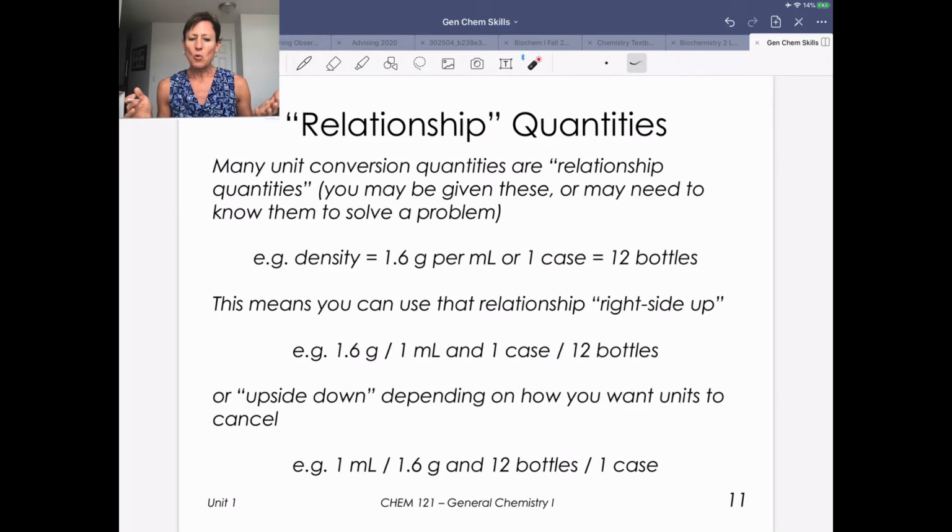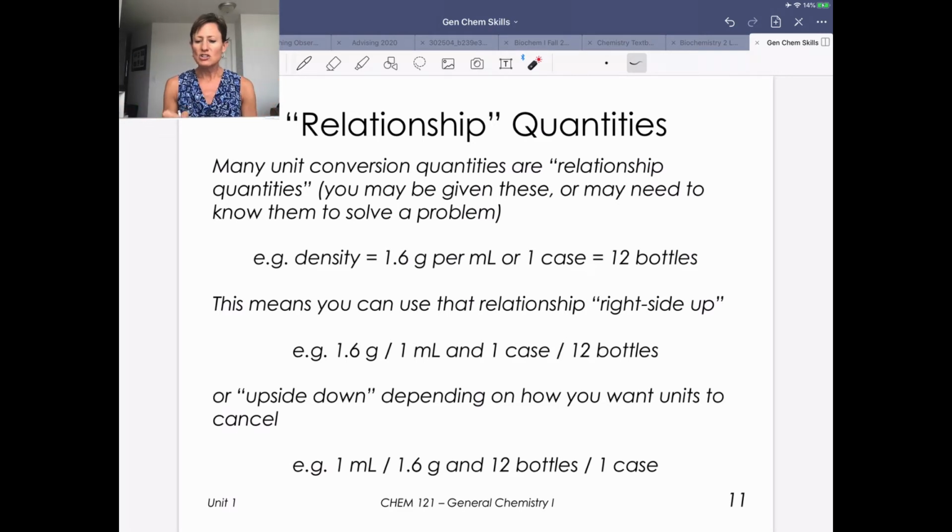A relationship quantity is going to be one that has 2 units as part of it. And again, you might be given these or you might need to know them in order to solve a problem. So for example, density, that's a relationship quantity between mass and volume. So 1.6 grams per milliliter. Another relationship quantity is the one that we used. 1 case is 12 bottles.